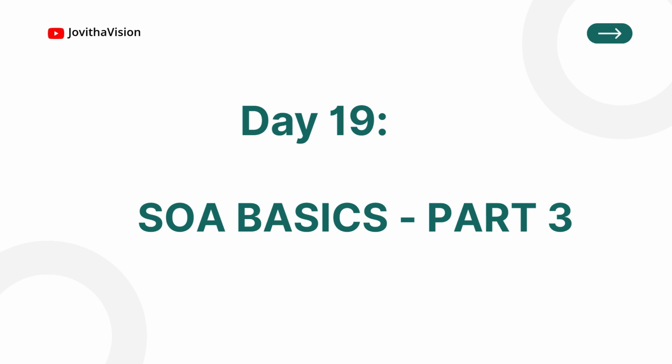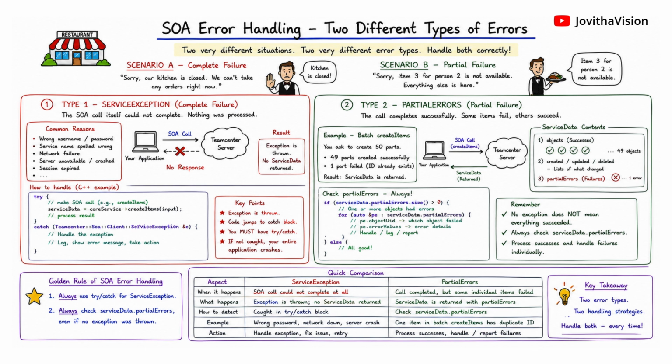Let's get into it. Error handling is one of the most important things to get right in SOA. There are two completely different types of errors, and understanding the difference between them is essential. Let me explain with a real world example first. Imagine you order food at a restaurant. Scenario A: the waiter comes back and says, "Sorry, our kitchen is closed. We can't take any orders right now."